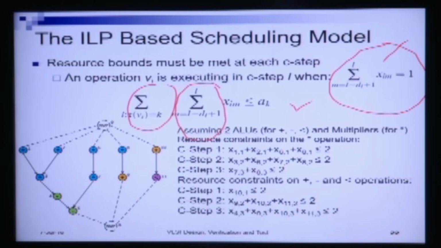So, for the third time step, what do we have? x43 plus x93 plus x103 plus x113 less than equals to 2. And lastly, at the fourth time step, we have x54 plus x94 plus x114 less than equals to 2. These are all the resource constraints that we have for our example.